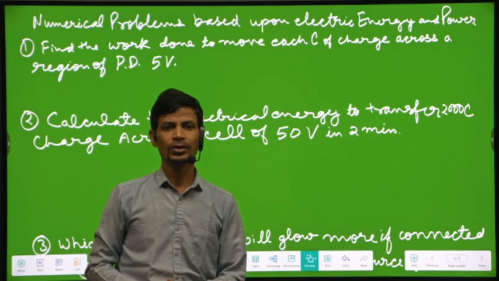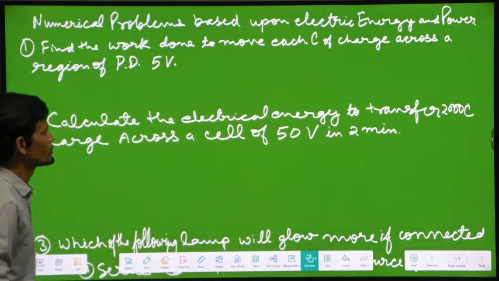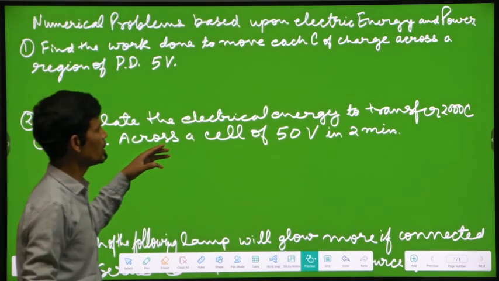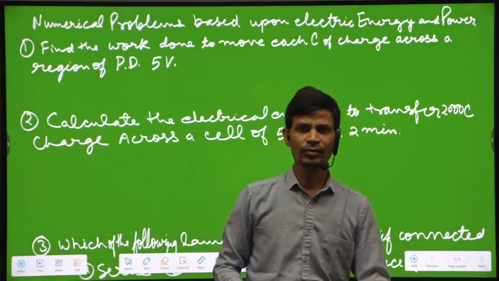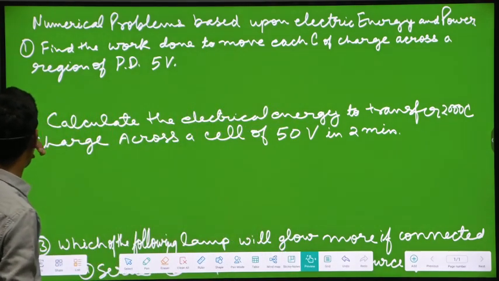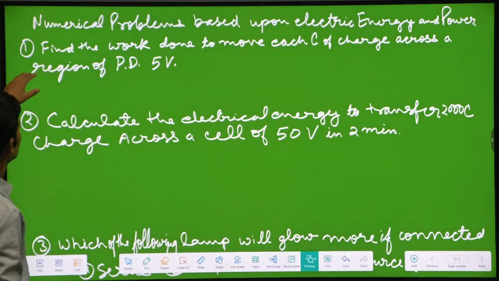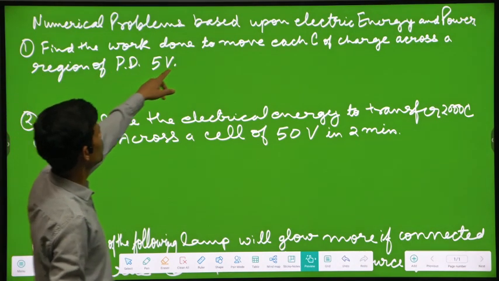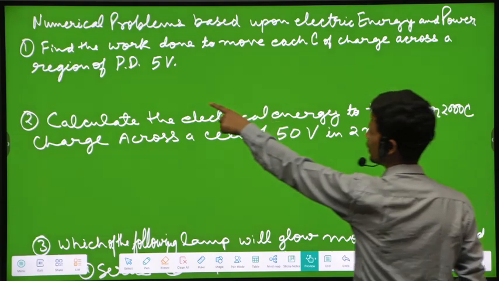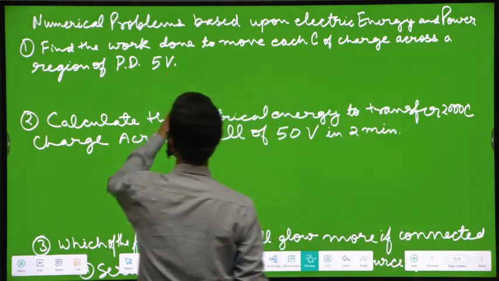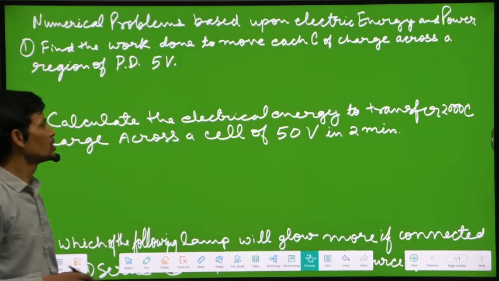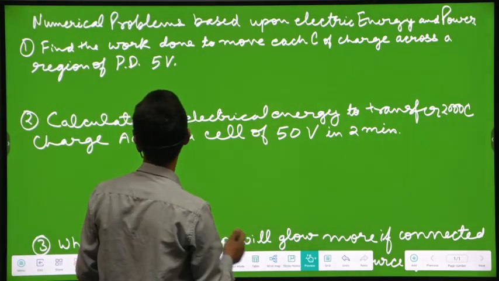Hello. So here we have some numerical problems based on electric energy and power from class 10th. Okay, find the work done to move each coulomb of charge across a region of potential difference 5 volt. A quite easy question, but we need to think about it.